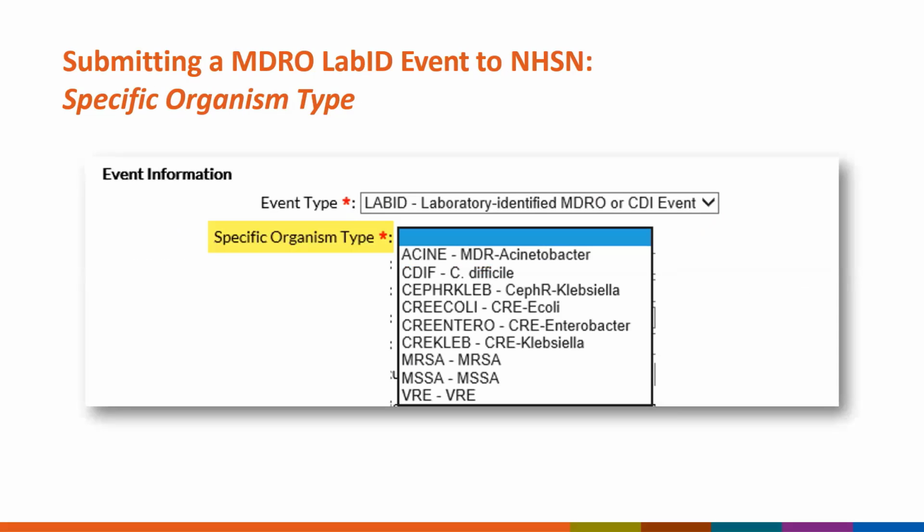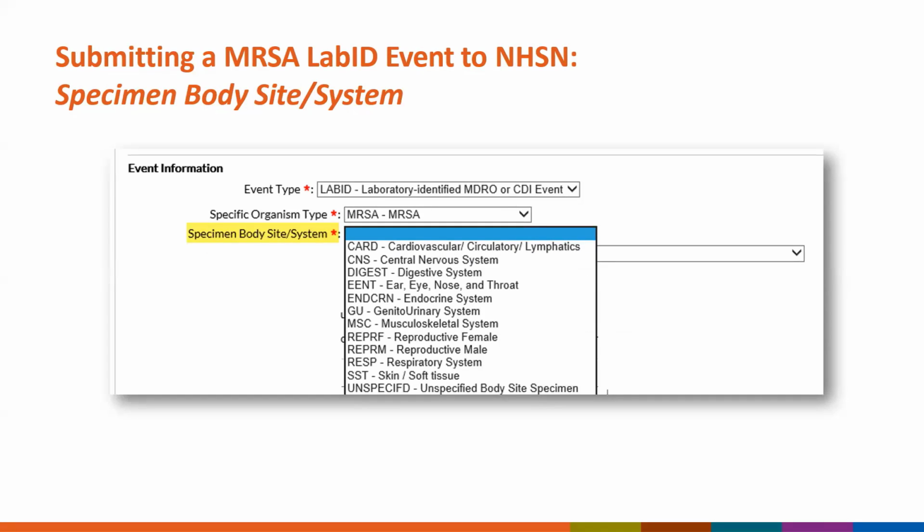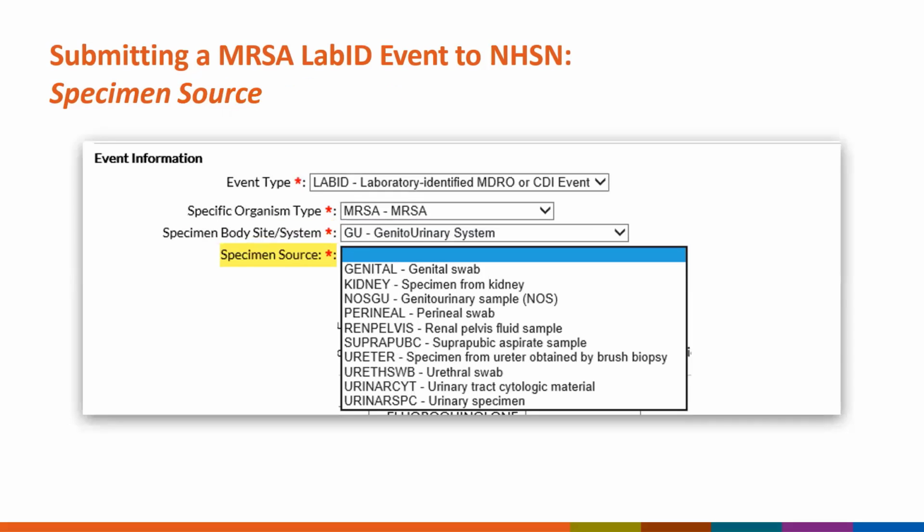Next, select the specific organism type that you are submitting the event data for. After selecting the specific organism type, the remainder of the page will populate with the relevant questions. Since MRSA was selected as the specific organism type, the next box requires the user to enter the specimen body site. For example, if the specimen is a urine culture, then you would select GU, genitourinary system. Next, you will then select the specimen source.